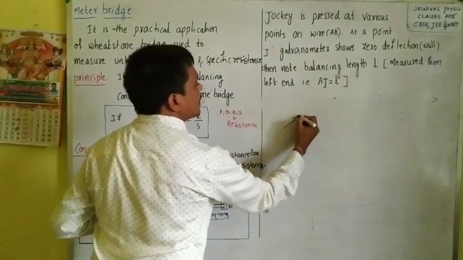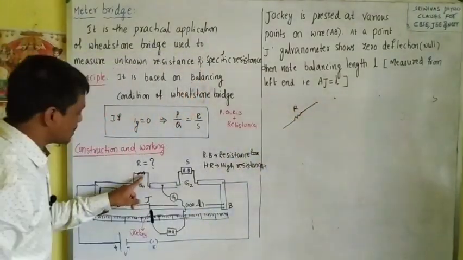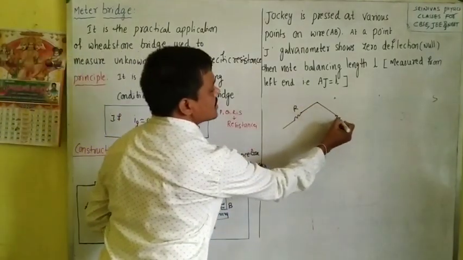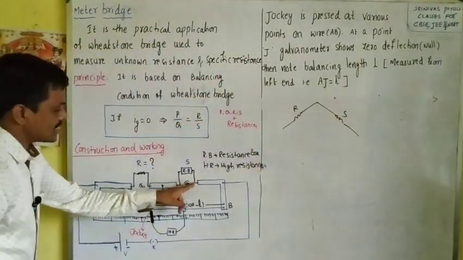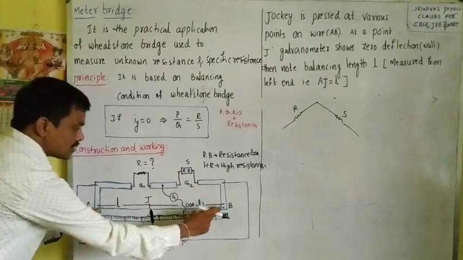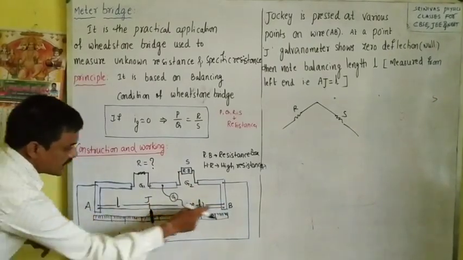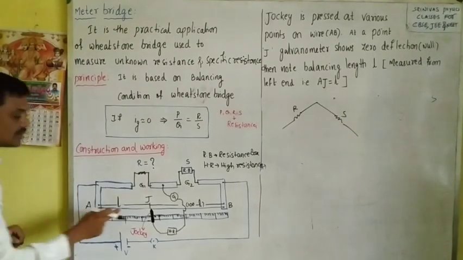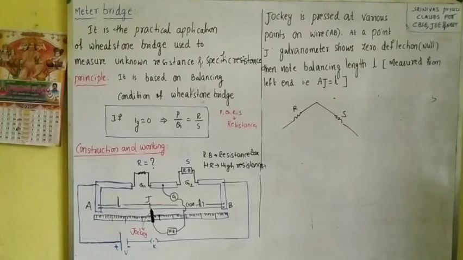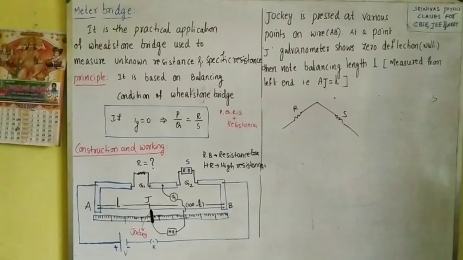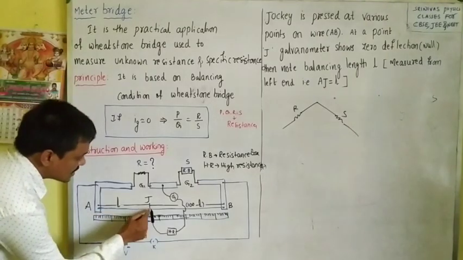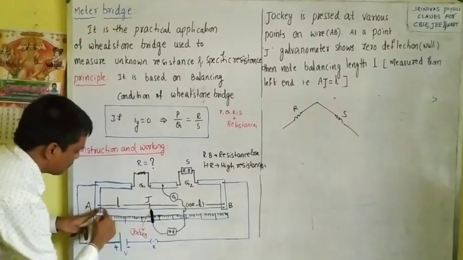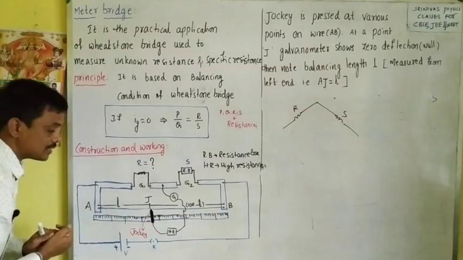Like this we write R. R is connected to what? R is connected to S, and this is S. And the S end is connected to the meter bridge wire. This 1 meter wire has some resistance. Look here, here we have the jockey. When we press the jockey on the meter bridge wire, this is a meter bridge wire from A to B. Its length is 100 centimeters.